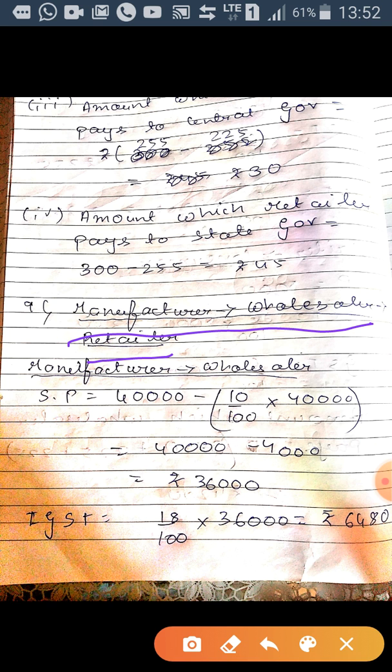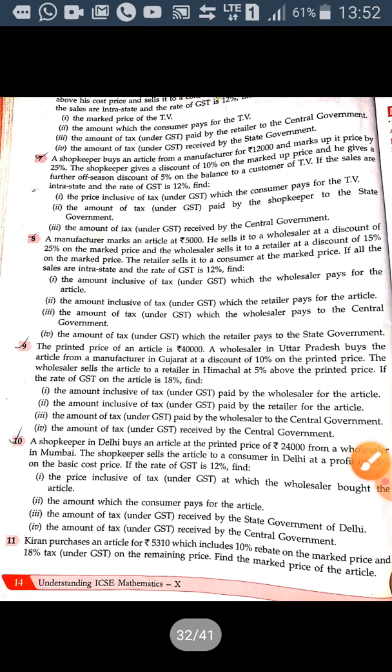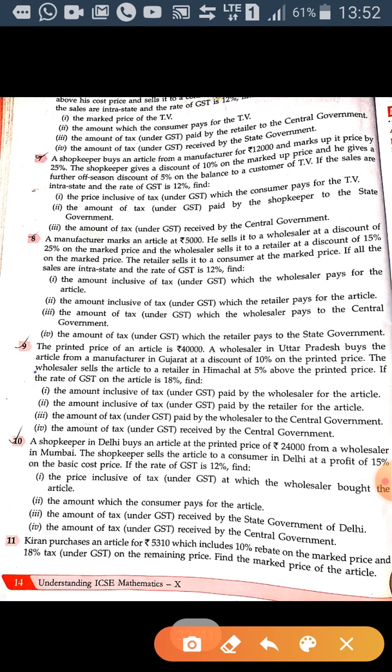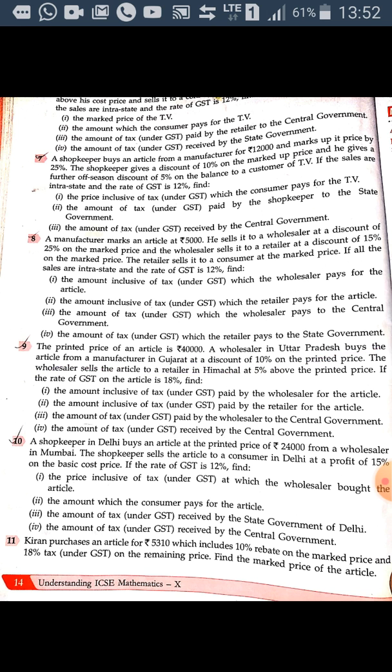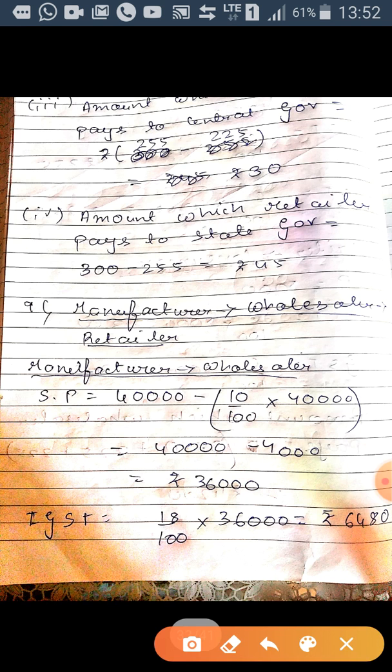It is said that the manufacturer sells it to the wholesaler at a discount of 10%. So the printed price of the article is 40,000, and the wholesaler buys it at a 10% discount. So what will it be? It is 40,000 minus 10 by 100 into 40,000, which is 36,000. And then straight away we have the proper selling price now.